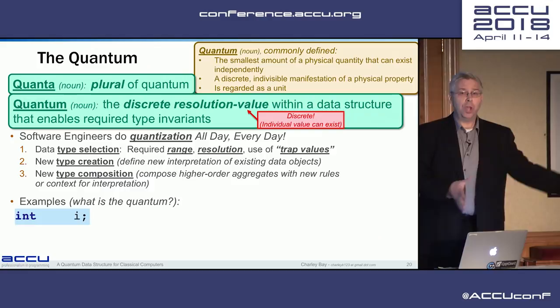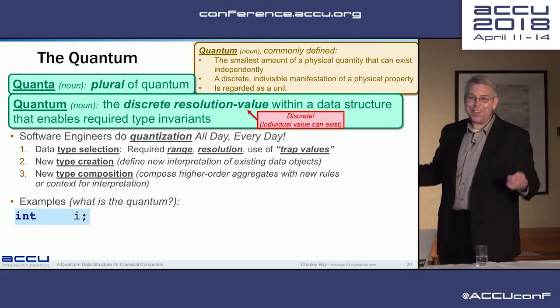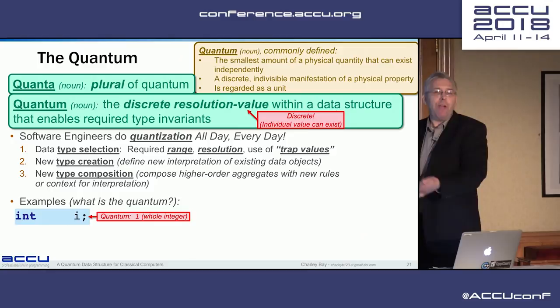So int i, what would the quantum for i be if it's the discrete resolution value? Any thoughts? Nobody wants to guess, but it's a whole integer, right? It's one, it's a whole count. And we're so familiar with this, that's not new, of course. You don't get a fraction of an integer, it's a whole number.